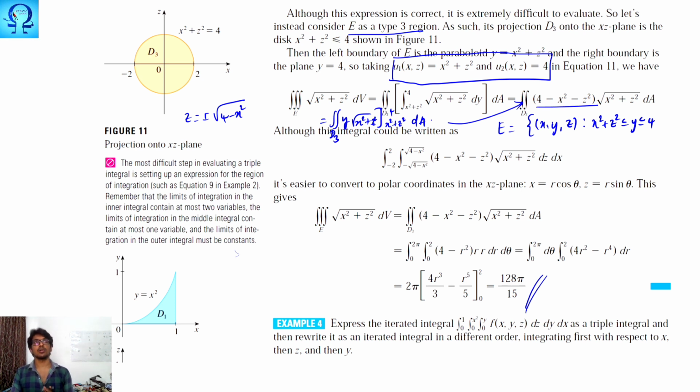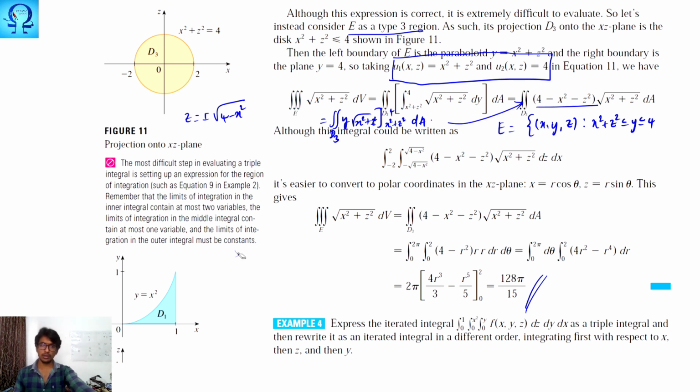We have studied type 1 region, type 2 region, and type 3 region. It must not be that we first try type 1, then type 2, then move to type 3. Just have a look at the problem and decide which one would be better. Sometimes it is not easy to identify the type of a region. We will have to practice, and enough practice gives you a clear idea.